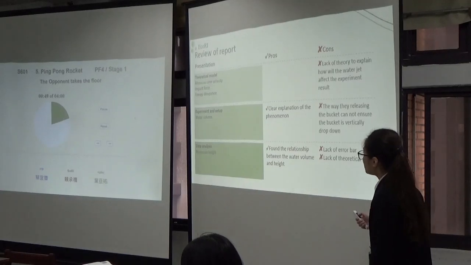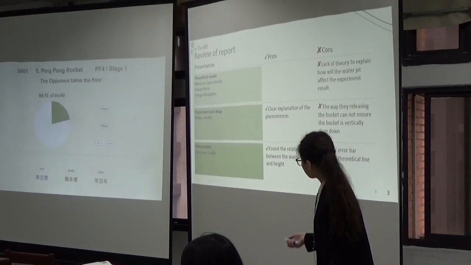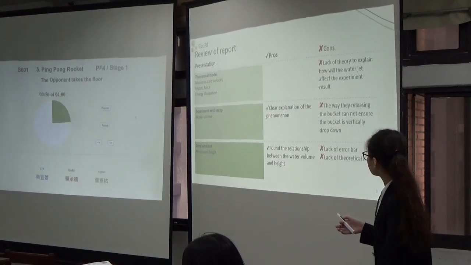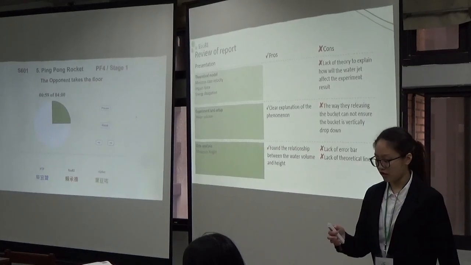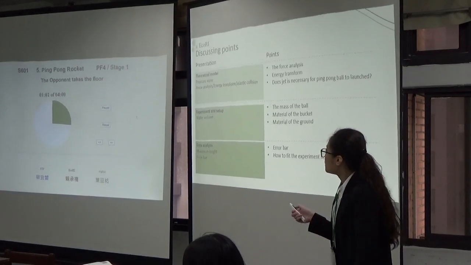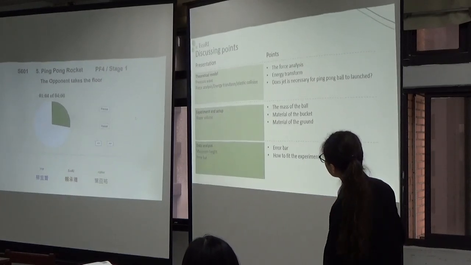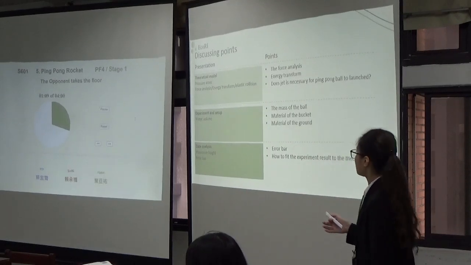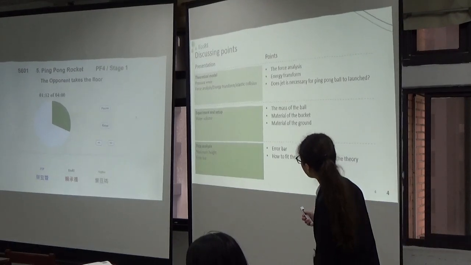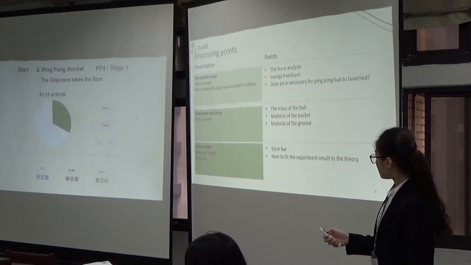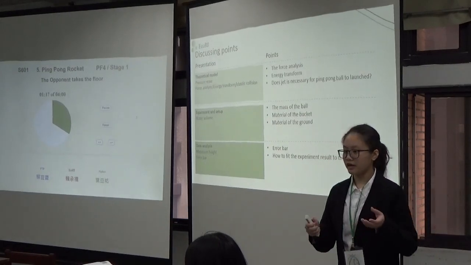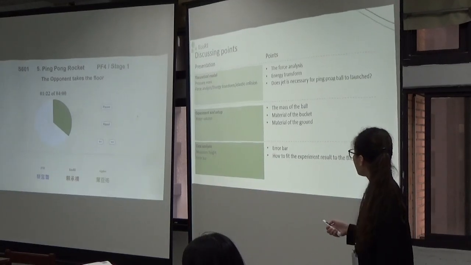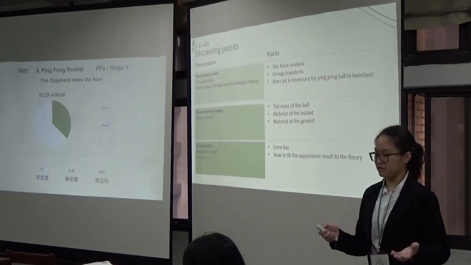And for data analysis, they have the maximum height. And in their process, they found the relationship between water volume and height. But they lack error bars and a theoretical line. For discussion points, I'm going to discuss pressure wave, force analysis, energy transformation, and elastic collision. And for the experiment setup, I'm going to discuss the water volume, mass of the ball, material of the bucket, and also the ramp. And for data analysis, I'm going to talk about maximum height, error bars, and how to fit the experiment result to the theory.